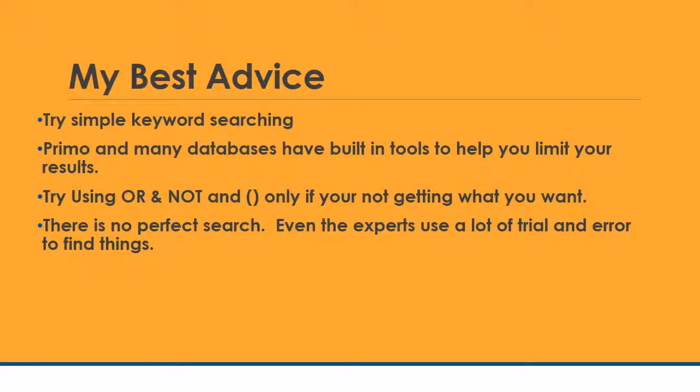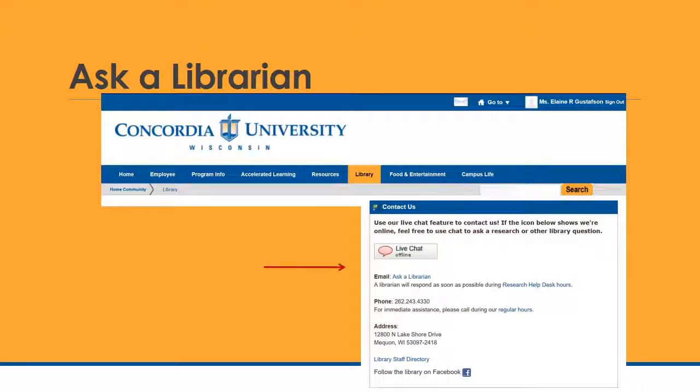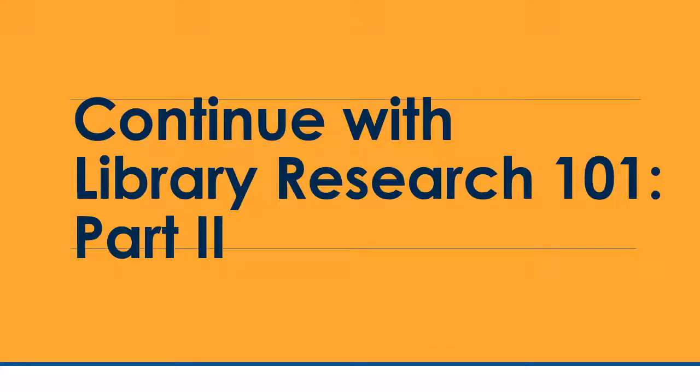What's the bottom line on searching? Mostly, I start with 1 or 2 keywords and then take advantage of the tools built into Primo and many of the databases to hone my results. Research takes a lot of trial and error. Did I mention that Primo 101 video? It has great information about Primo's many search results features if you're interested. And of course, if you need more help, ask a librarian. The rest of the library research process will be covered in Part 2.